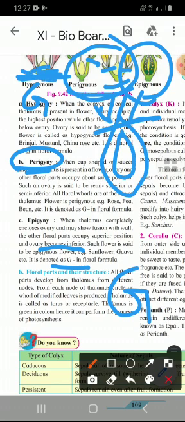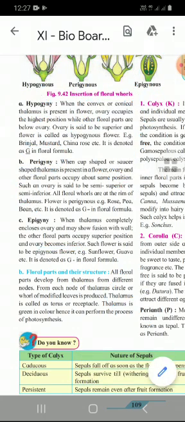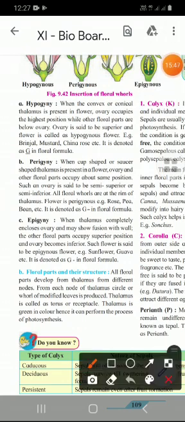I'm sorry. What did I do? This is an error. No, this one is correct over here. Here it is written G. Let me just correct it. For hypogyny, what I said was wrong. Okay, so let's make this correction. This is correct for hypogyny. Superior ovary, superior. Okay.